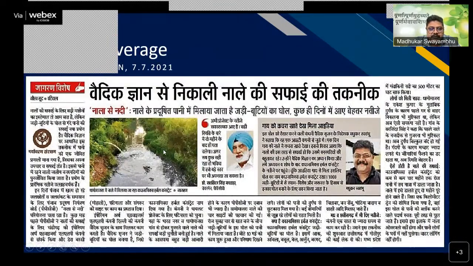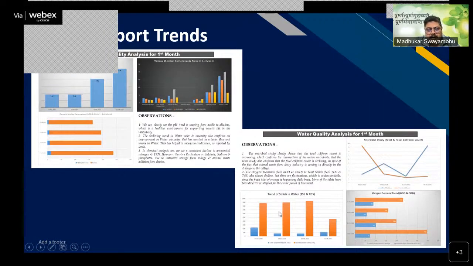So this was again a coverage by Dainik Jagran, which says, Vedic Gyan se nikli nale ki safai ki technique, nala se nadi pariyojana. He was the chairman of Punjab Pollution Control Board. This project we did for Punjab Pollution Control Board only. It was a study project for them. And Punjab Biotechnology Lab was engaged for collection of samples of water, sludge and air.